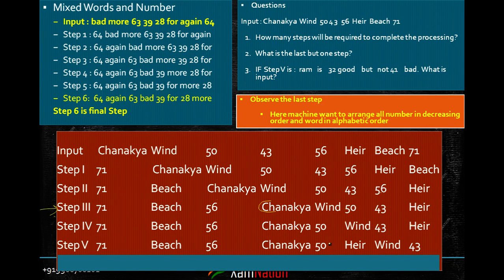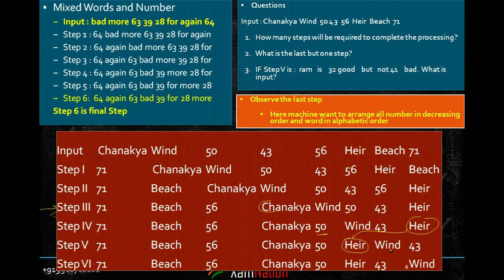Now step 5, Chanakya 50 you have achieved here, and in step 5 you have to bring H to this position, because now it is a word's turn, and just after C the next letter is H. Among the available words the next higher letter after C is H, so H would come here, and everything will be shifted towards the right. Now there is a turn of a number, now 43 would come here, so this 6 is nothing but misprinting. So this is your 6th step, and it is the final step.